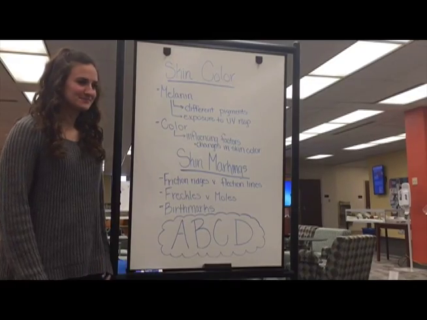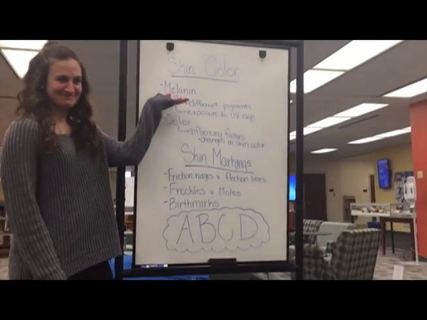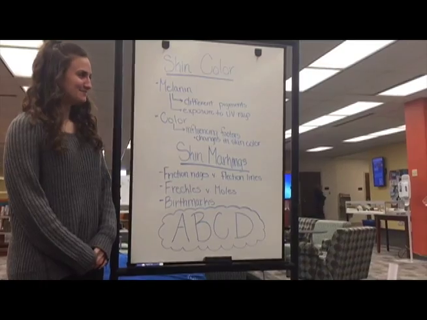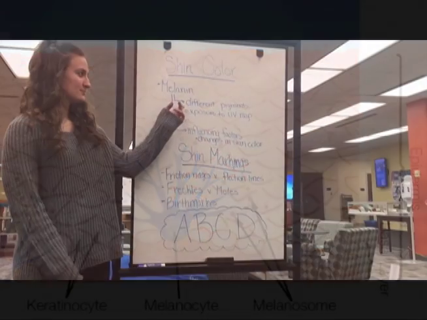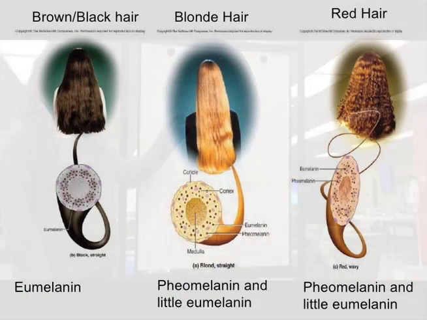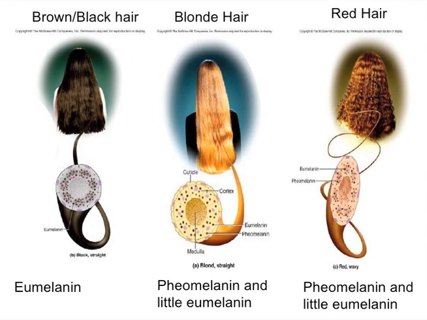Skin color. First, we have melanin. Melanin is the most significant factor of skin color. It is produced by melanocytes. Darker skinned people have more melanocytes, while lighter skinned people have less. There are two different types of pigments: eumelanin, which creates a brownish-black color, and pheomelanin, which creates a reddish-yellow color.